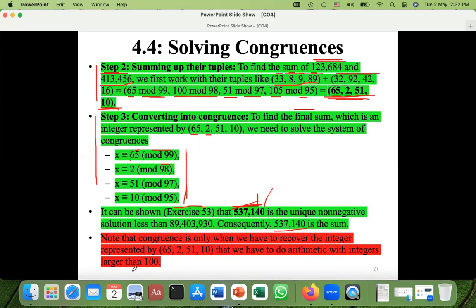So this last point is mentioned that this congruence is not needed. You have the tuple here. But if you want to get the integer like 5, 30, 1, 40, then you need that congruence from this tuple. Then you need that third step. Otherwise, it is not needed.